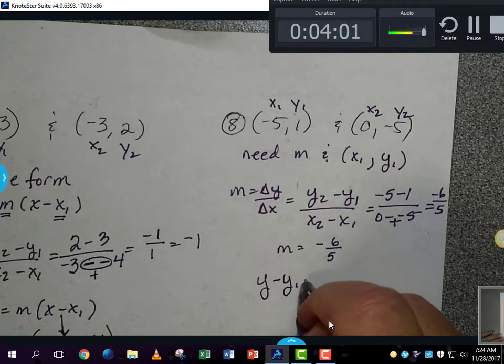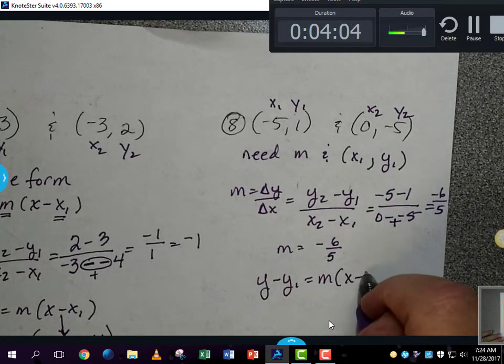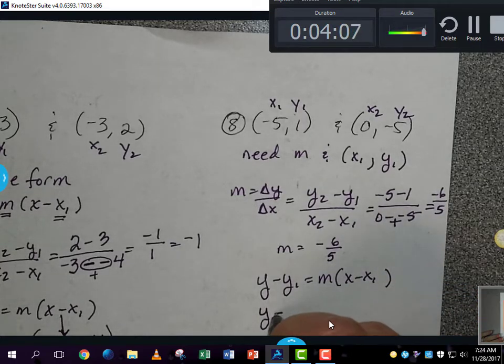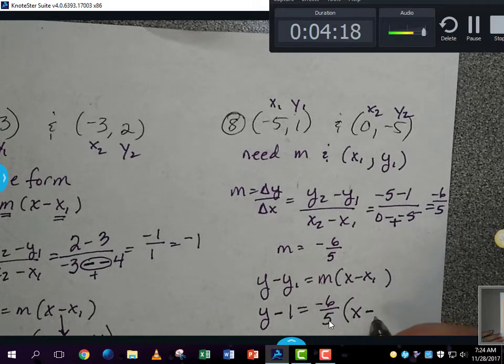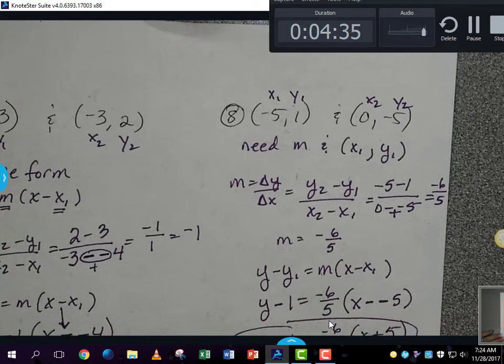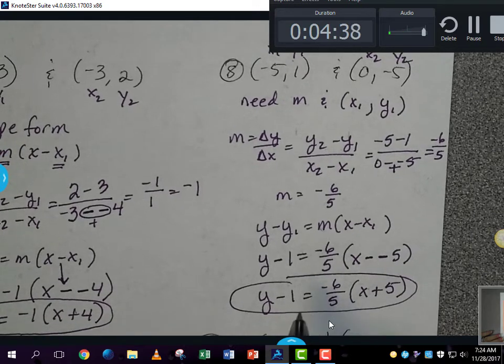So y minus y1 equals m times the quantity x minus x1. I'm going to have y minus, right, from the template here, y1 is 1, equals m, which I figured out was negative 6/5, times the quantity x minus, from the template, x1 is negative 5. I need to simplify this to x plus 5. And that's what we're going for. Oh, hold on, let me scoot that up. So the only difference between these two is when I subtract a negative, it becomes an addition.